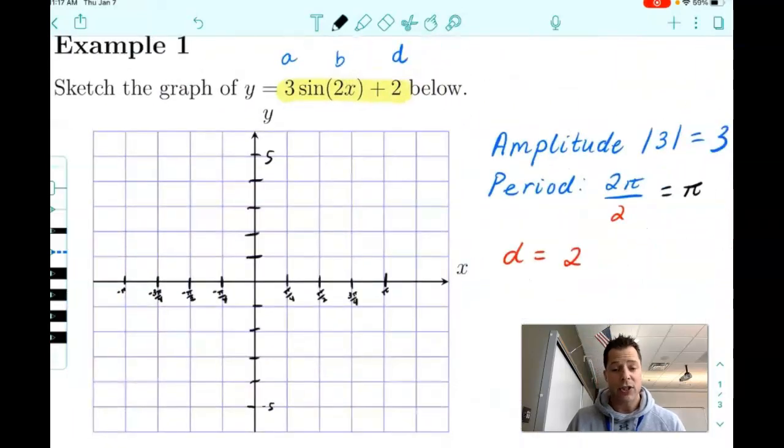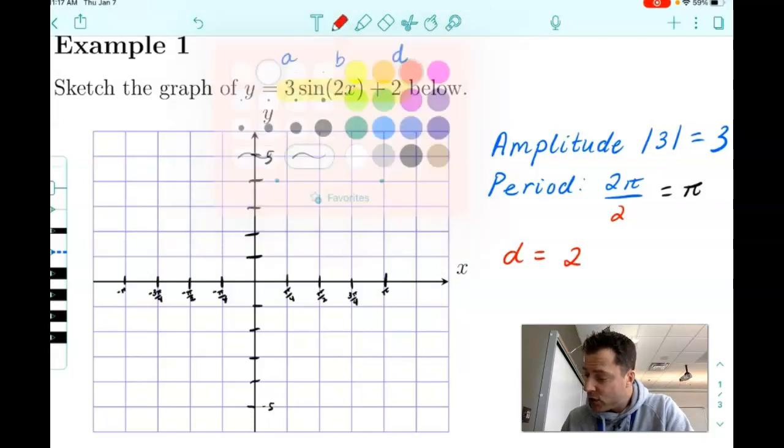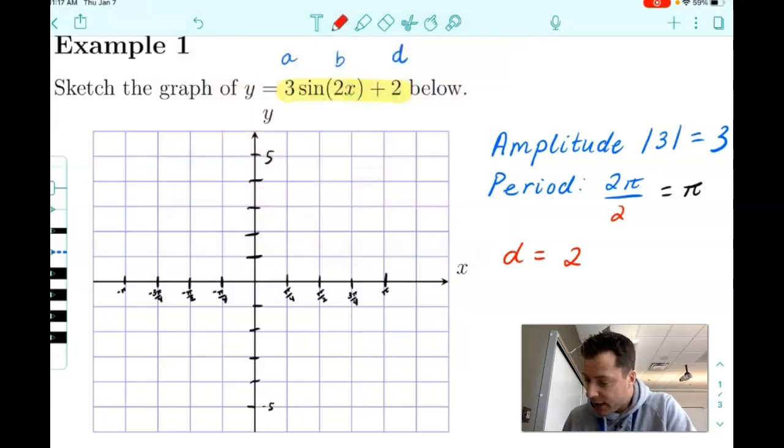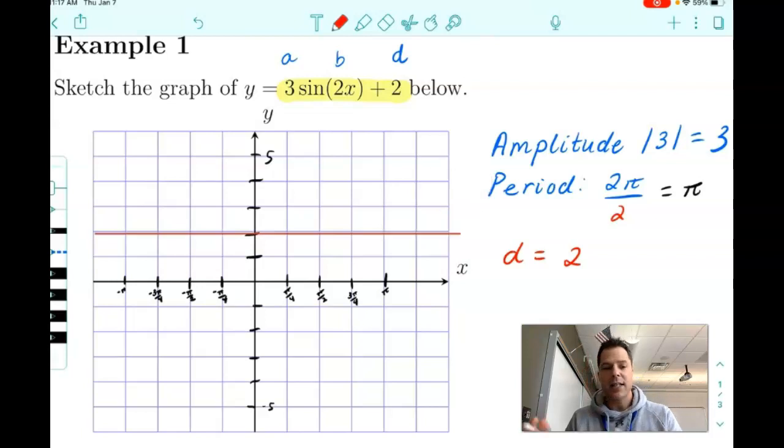And now what I'm going to actually do is plot my midline. My midline is 2. You can use a solid line if you want. What that midline does is it cuts my graph; it moves my axis up. It's taking the x-axis in this case and moving it up 2 units. So those are where all my zeros are going to be.